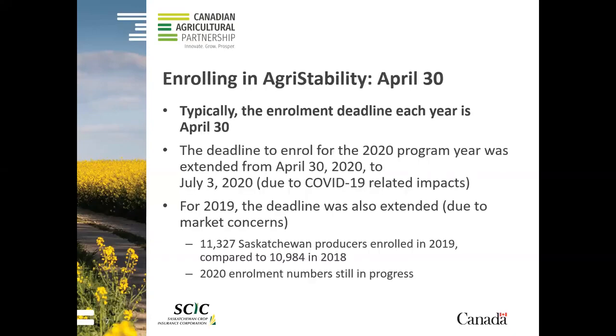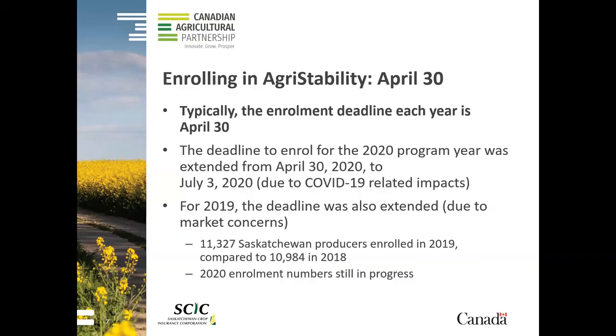So, enrolling in AgriStability. Typically, the enrollment deadline each year is April 30th. The deadline to enroll for the 2020 program year was extended from April 30th, 2020 to July 3rd, 2020, and this was due to COVID-19 related impacts. This extension for 2020 was agreed to by federal, provincial, and territorial governments.